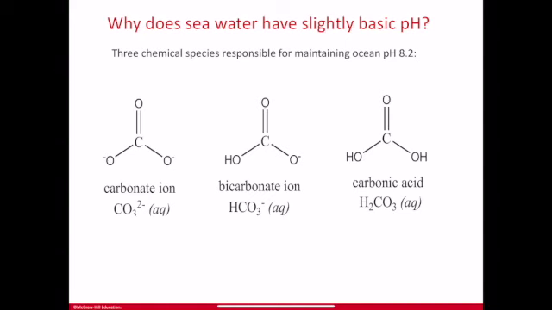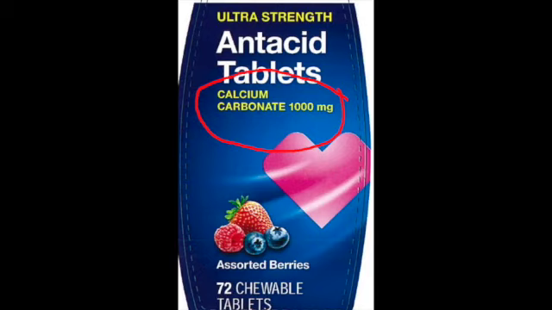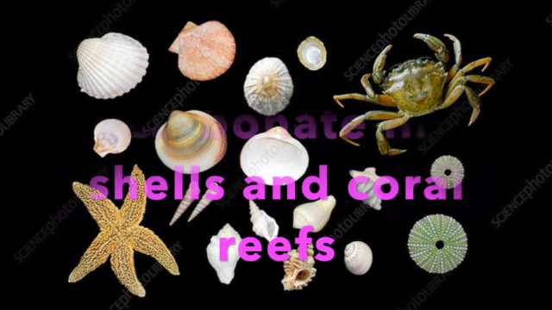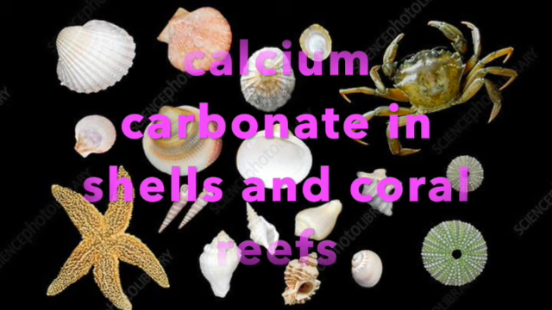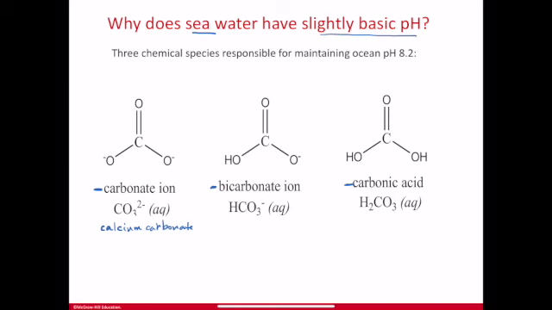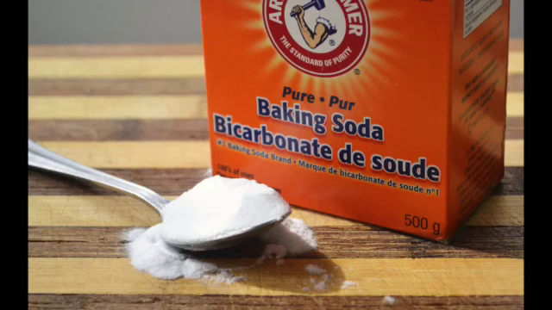Why? So the reason why ocean water or seawater and blood have a slightly basic pH greater than 7 is due to these three species. So there's the carbonate ion, the bicarbonate ion, and carbonic acid. The carbonate ion you might have heard of in Tums, which is calcium carbonate. Okay, and calcium carbonate is also a major component of shells, like the shell of a snail or the shell of a lobster, and also coral.